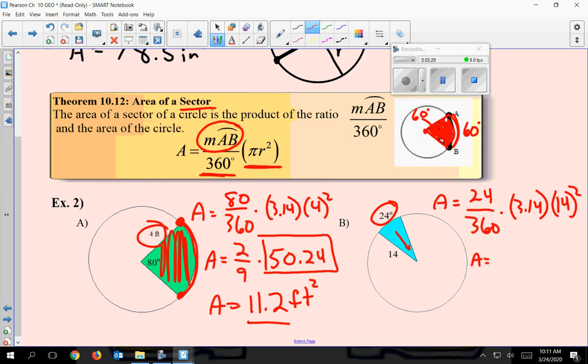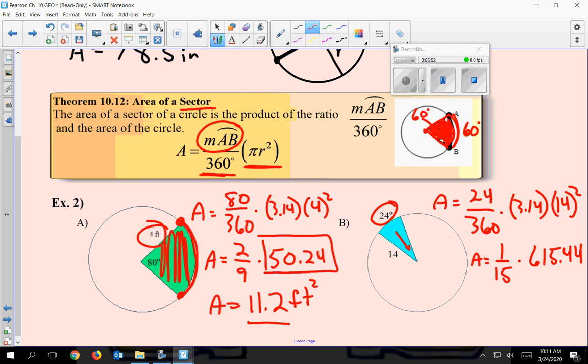You can go ahead and change this fraction to a decimal if you want, or you can reduce it like I do. I get 1 over 15. I'm going to multiply 14 squared, which is 196, by pi. I get approximately 615.44, and I went to the hundredth because of pi.